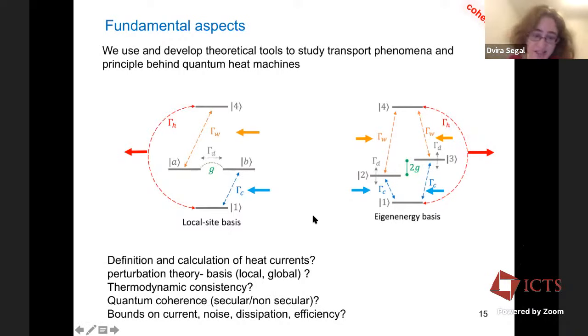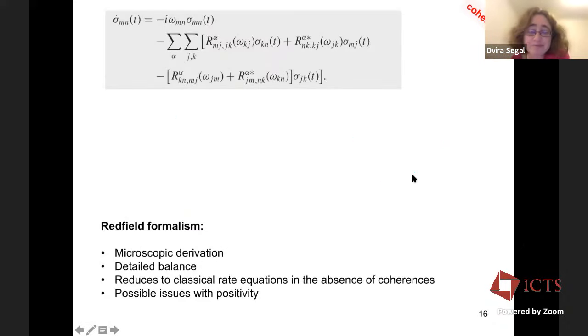And what are you missing if you're working in the wrong basis? So I will talk about our analysis in the energy basis. Without too many details on the technique, because it's very standard, we use the so-called Redfield equation, which has a microscopic derivation right away from the quantum Liouville equation. There is a detailed balance relation between the transition rates. You do get to thermal equilibrium. In the correct limit, you reduce to the population dynamics equations that I mentioned above.